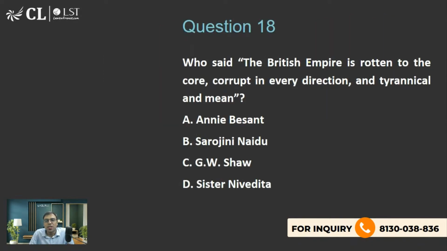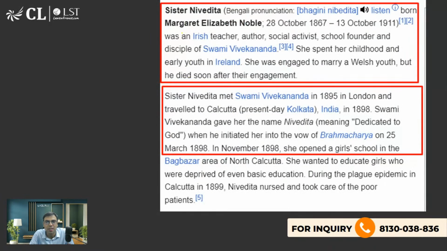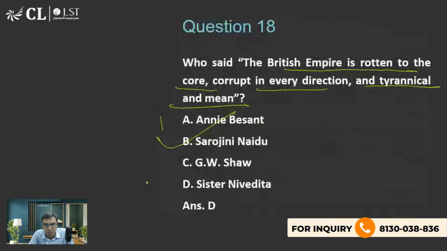Okay, the next one is, who said the British Empire is rotten to the core, corrupt in every direction, and tyrannical and mean? Who said this? Yes, Harsh Sharma, you're right. B is the right answer. Sarojini Naidu said this. So B is the right answer to this question.